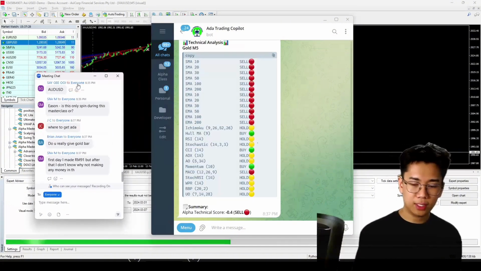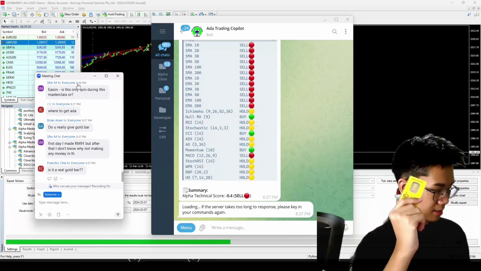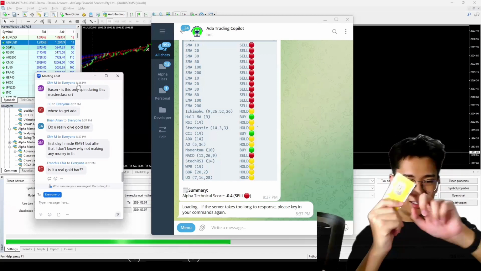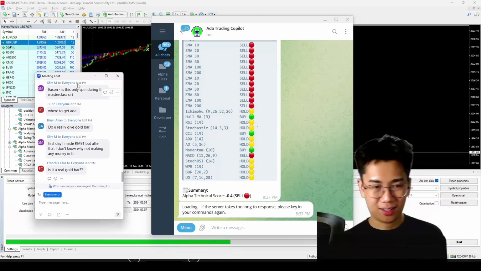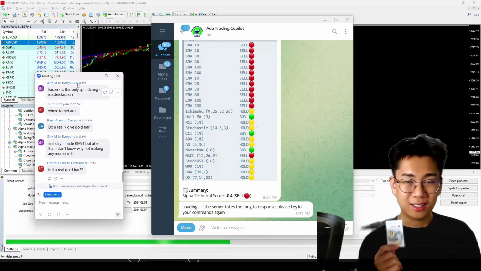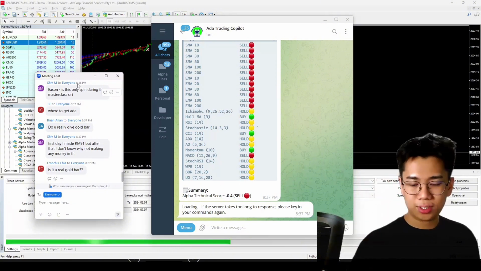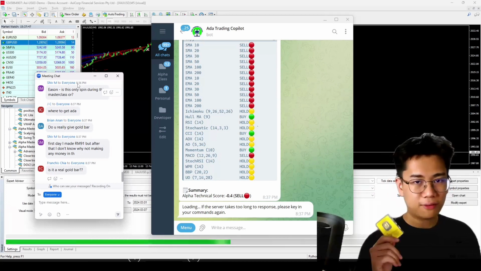Do you really give gold bar? I mean, guys, it's real. Okay, it's real. Guys, it's real. You can use it. You can take it, or if you want to use cash, also can. But we already give gold bar.